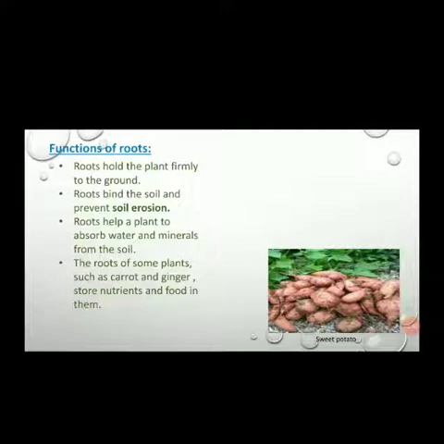Functions of roots. Roots fix the plants firmly into the soil. Roots prevent soil erosion as they bind the soil particles together. Soil erosion is the removal of the first layer of the soil due to wind, rain, etc. Roots help the plant to absorb water and minerals. Some roots also store nutrients and food inside them, as the roots of carrot, ginger, sweet potato, etc.